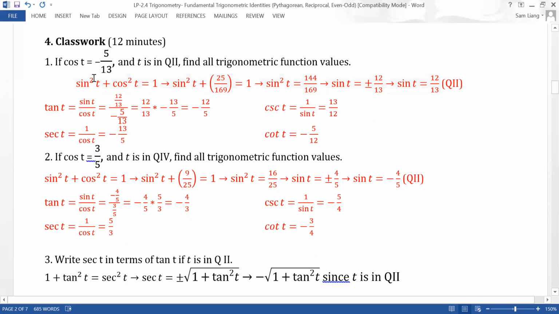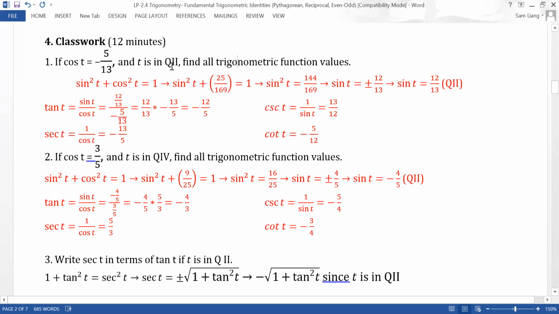So to find sine, we're going to use that first Pythagorean identity: sine squared t plus cosine squared t is 1. And we're going to plug that in, right? So cosine is negative 5 over 13. We square that, we get 25 over 169. And then we subtract this from both sides. We get sine squared t is 144 over 169. Take the square root, you get sine t is plus or minus 12 over 13.